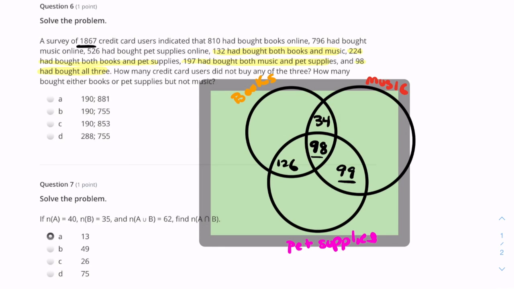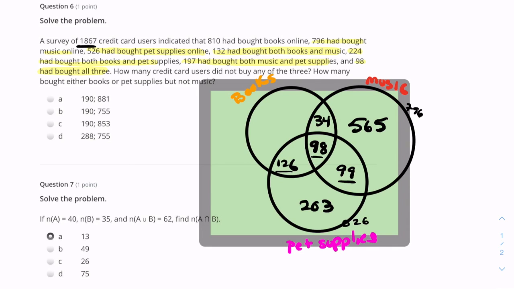And now we're looking for categorical totals. So I have 526 had bought pet supplies online. 526 is the total. So all together in this bottom circle is 526. So it means if I subtracted 126, 98, and 99 from 526, I would get 203. Likewise, if we went to 796 had bought music online, so this total here is 796. So if I subtract these subsequent numbers in here, I get 565 people that just bought music.